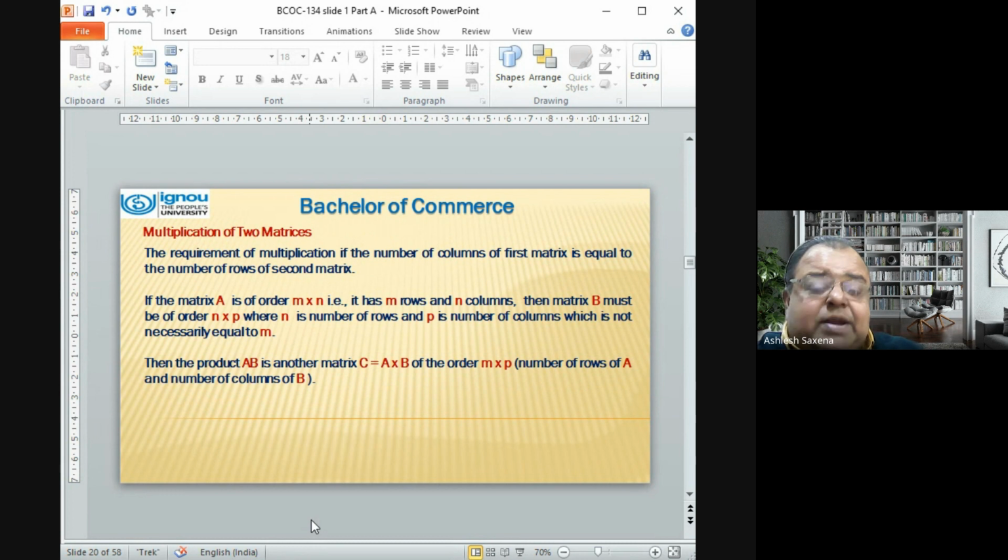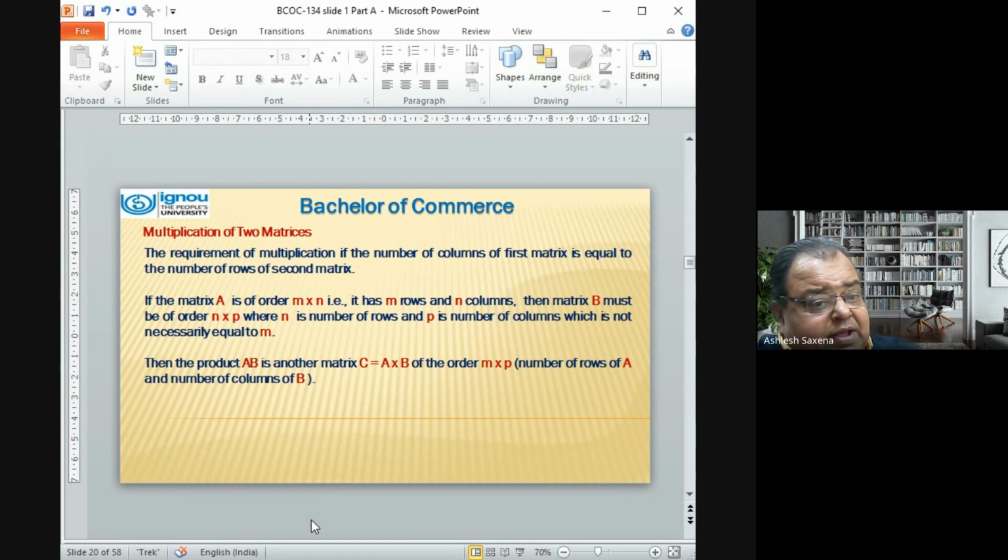Easy to understand but difficult to perform, because normally errors and mistakes are made in it. The requirement of multiplication is that the number of columns of the first matrix must be equal to the number of rows of the second matrix. This is the most important part. The line I'm telling you: the requirement of multiplication is that the number of columns of the first matrix is equal to the number of rows of the second matrix.